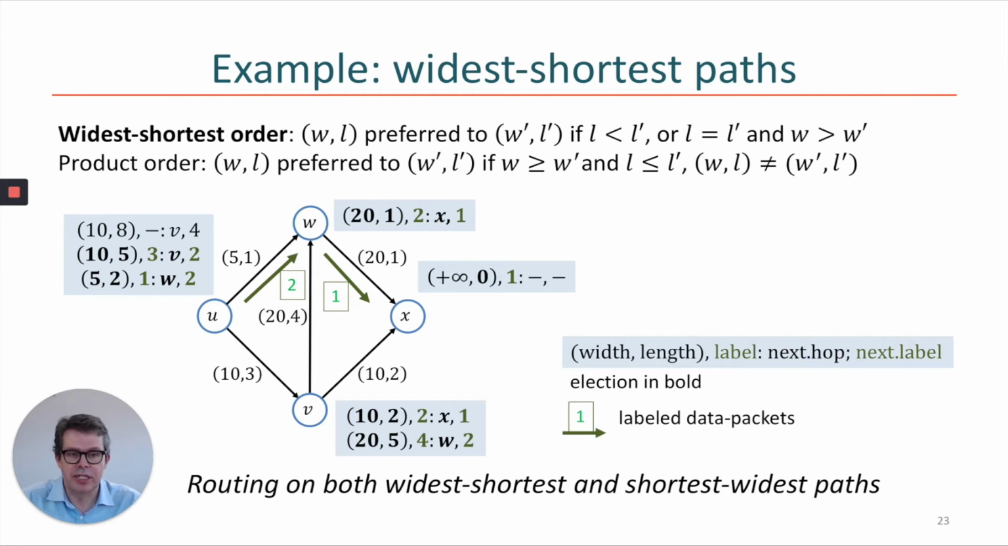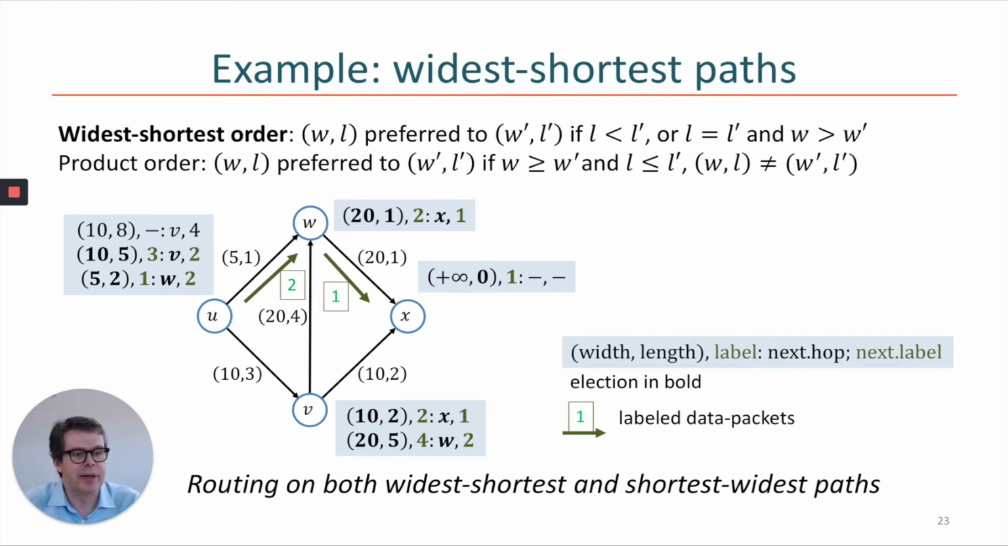So it's the opposite. The widest shortest order is the opposite of the shortest widest order in terms of the precedence between width and length in regard to the preferences among pairs with length. The widest shortest path from A to B is a path of maximum bandwidth, maximum width among those of minimum length from A to B. The intersection of the widest shortest order and the shortest widest order is the product order.